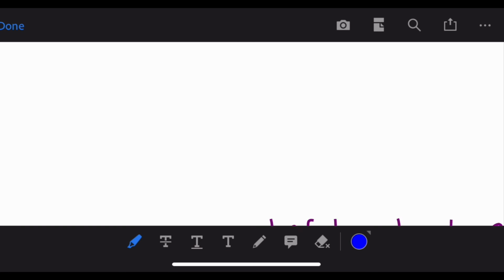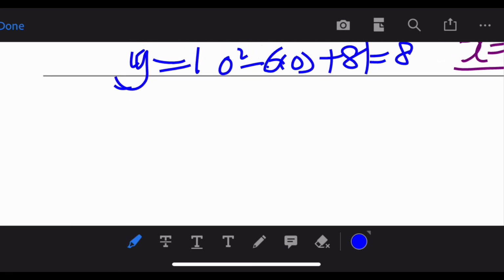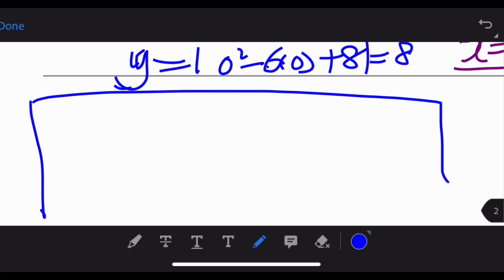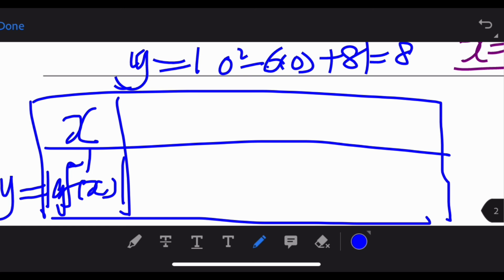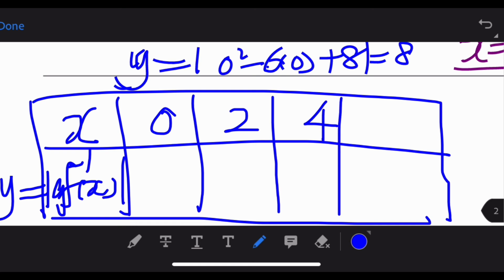So let's go to, okay, actually you can draw a basic table. The table must consist of x and the modulus g(x), which you can call y, which is actually the function. We have to follow the domain, which is from 0, and we have the turning points just now, 2 and 4.